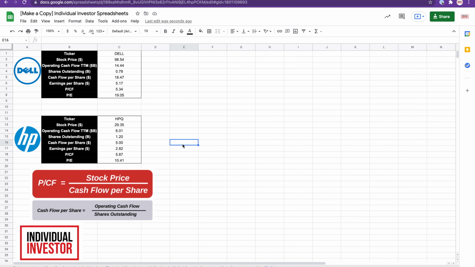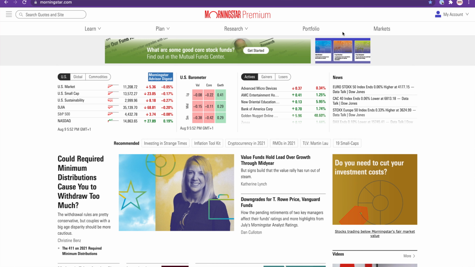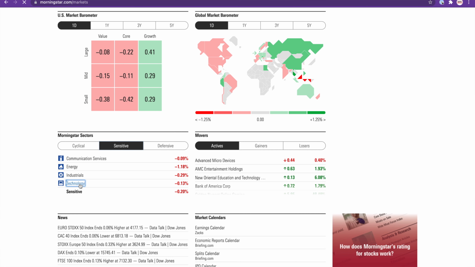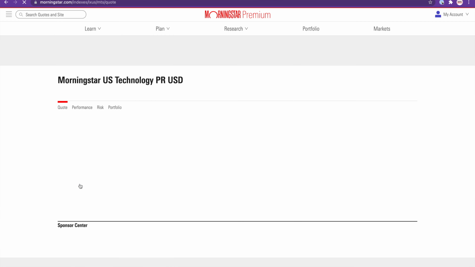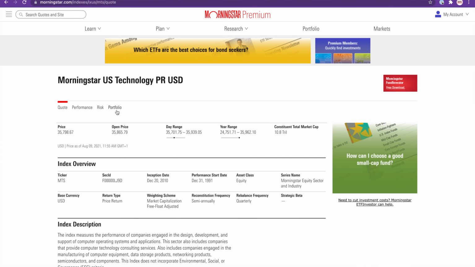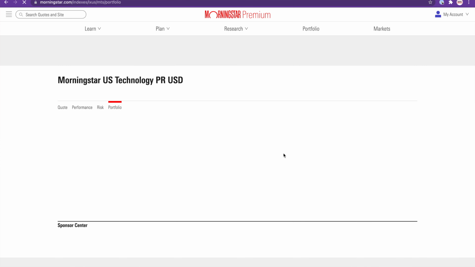Right, excellent. So we have the figures here. Something I want to do first is go to Morningstar and actually check out the technology sector index to see how the price multiples compare with the ones for HP and Dell. So I'm going to go here to markets, sensitive technology, and I'm going to click now on the portfolio tab.